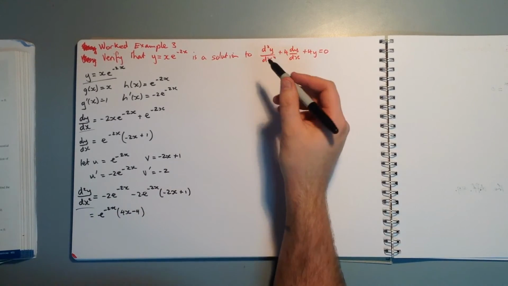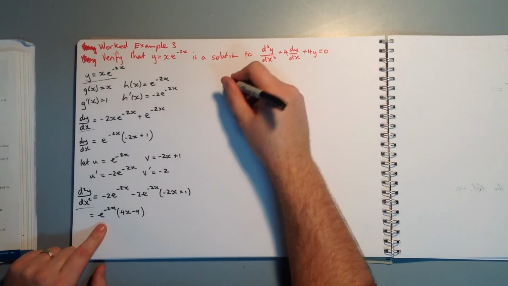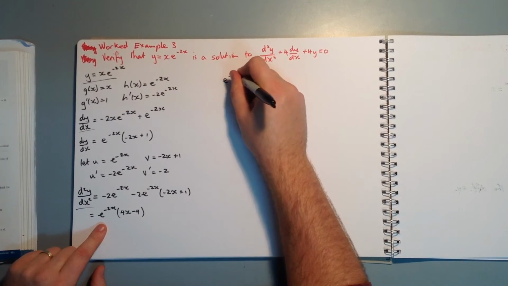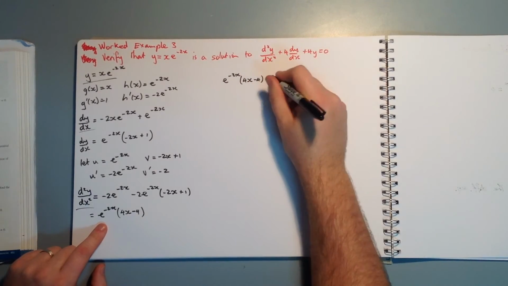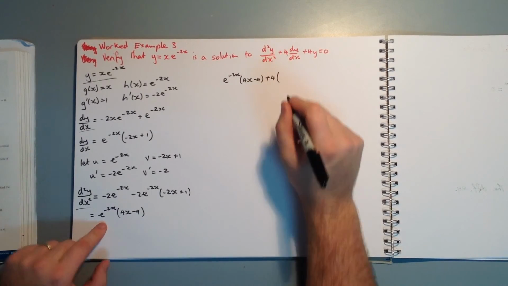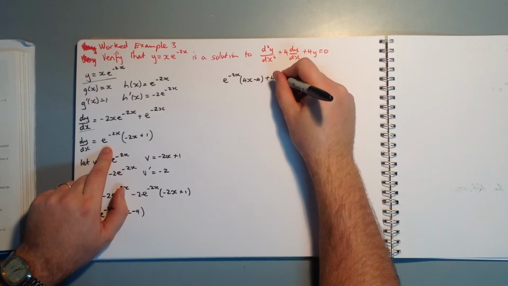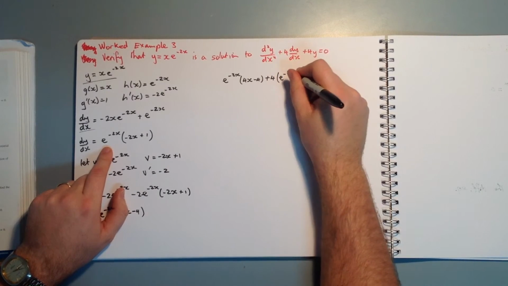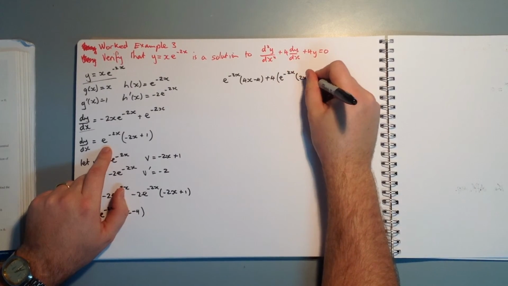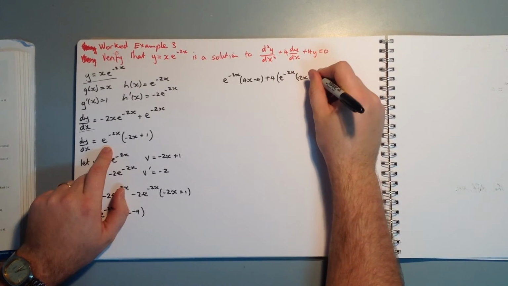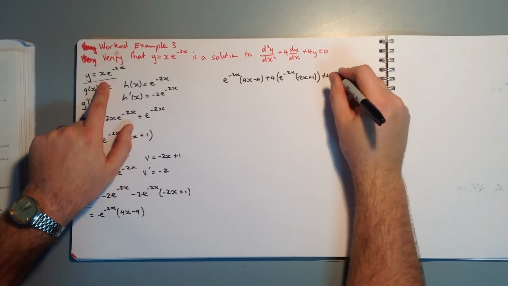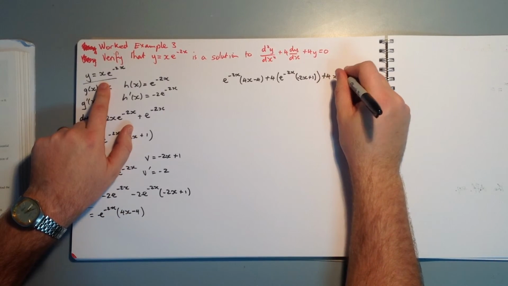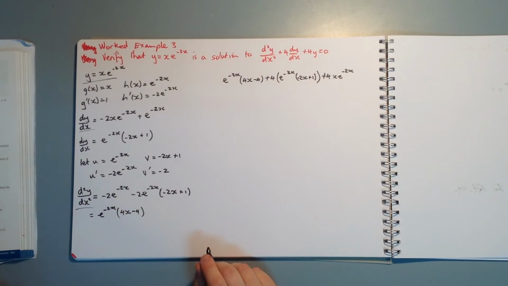Our second derivative. Now we can sub it all in and say that we've got e to the negative 2x times 4x minus 4, plus 4 lots of our first derivative, which is e to the negative 2x times negative 2x plus 1, plus 4 times our original equation, which is x e to the negative 2x. So that's what we've got so far.